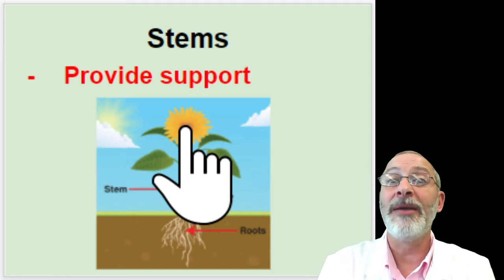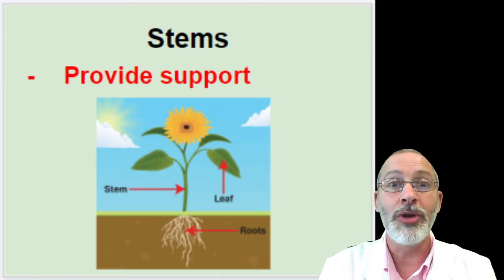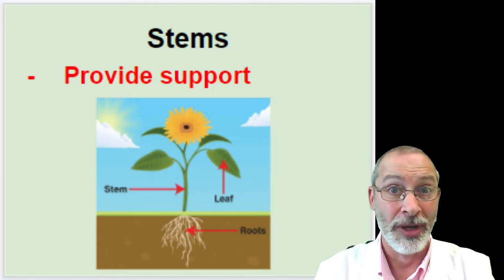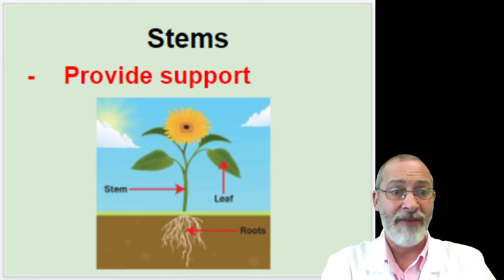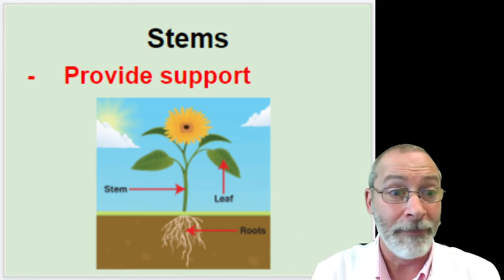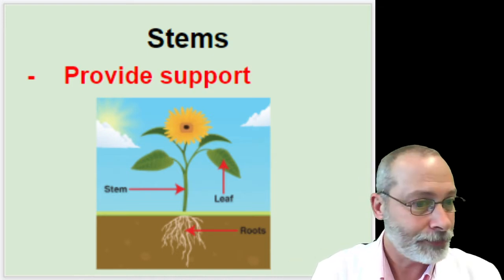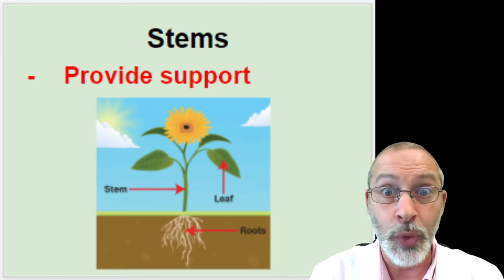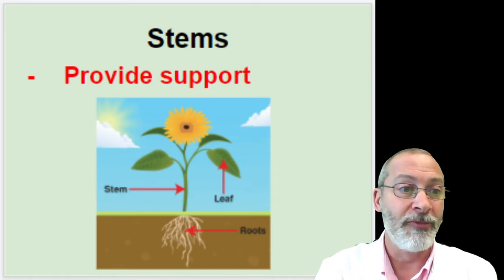Or here's another example: corn. Think about corn on the cob. It grows on a corn stalk. That stalk is a very strong stem because the corn that grows on corn plants, that's really heavy. Stems have to provide a lot of support, especially if it's a big plant. Or think of a tree. Trees have really big stems, woody stems, to help support them and hold them up from falling down.